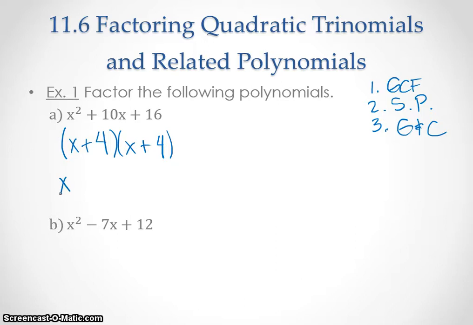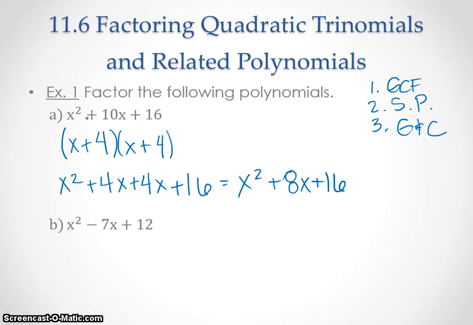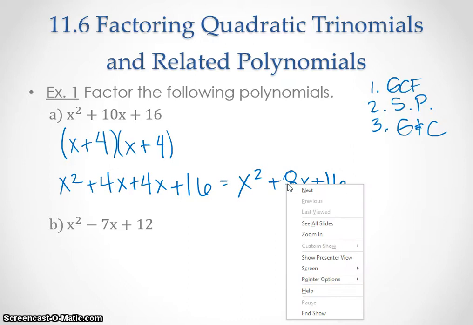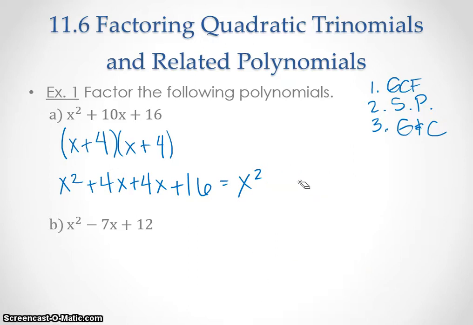x times x is x squared. x times 4 is 4x. 4 times x is 4x. And then 4 times 4 is 16. So when I combine these two, I get x squared plus 8x plus 16. Is that really what I want? I want a 10. So this is actually not going to work for us, and therefore we will not be able to use a special pattern.